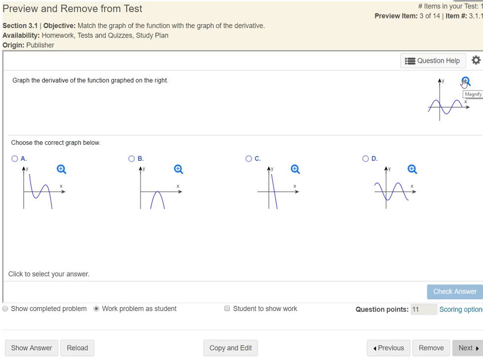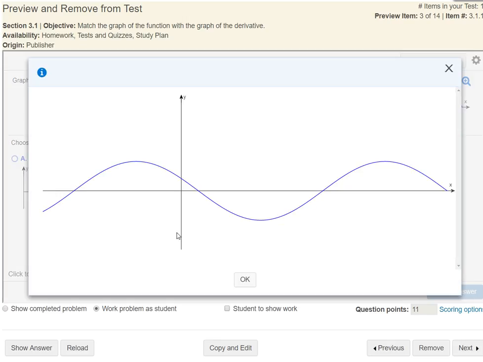Something like this. How would you go about doing this one? What would you probably do here? What would be some key points you could use? Where it crosses the x-axis? The highs and the lows. Yeah, I wouldn't say where it crosses the x-axis. It's highest and lowest. Yes, the places where it has horizontal tangents. So right there the slope is 0, right there it's 0, and right there it's 0. So what should the derivative function be doing at those places?